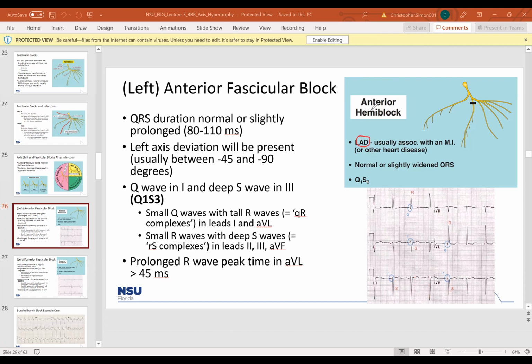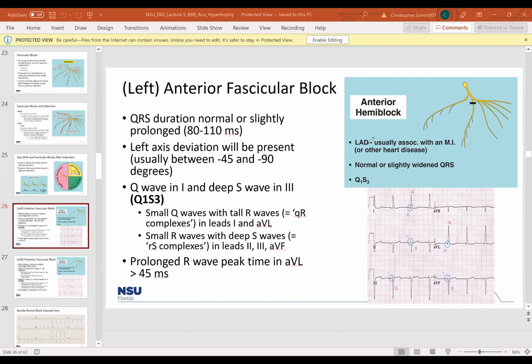Left axis deviation is usually going to produce a left anterior fascicular block. You usually have this Q1 S3 thing going on, but I'm going to show you a way easier way of doing all of this. Here's what I'm going to show you. Two shortcuts to diagnose a left anterior fascicular block. One is in the presence of a right bundle branch block, and the other is in the presence of a left axis deviation.